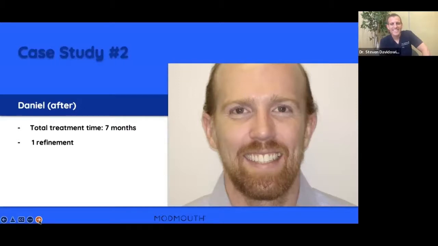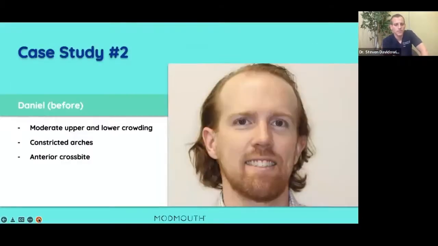Look at him, 7 months later. This one, we did need one refinement. Again, one refinement is included with ModMouth aligners, because in a case like this, anticipate that you're probably going to need a refinement. Everything looks great, but the crossbite's still a little tight. You still need a little bit of movement or whatever it may be. But again, Chris, if you could just toggle back to where he started from.